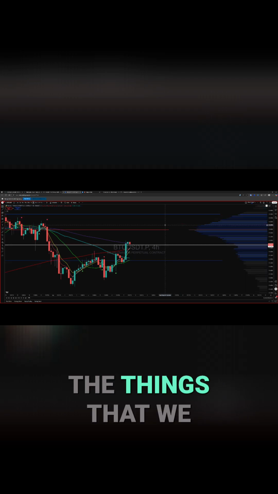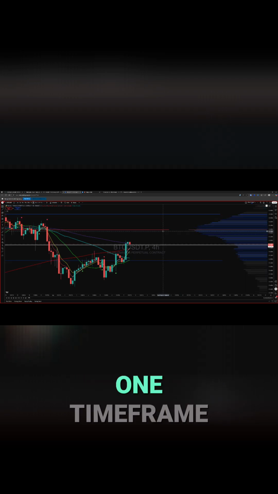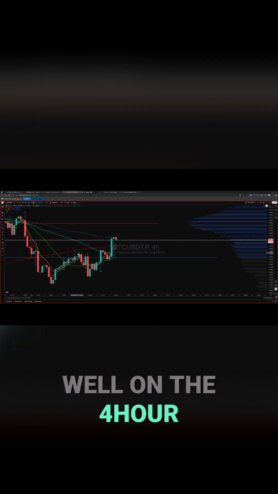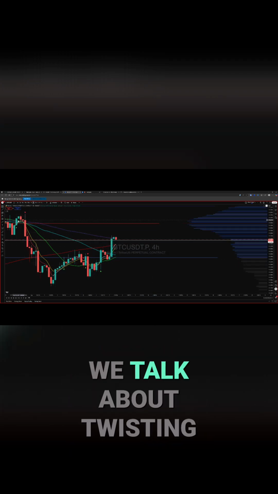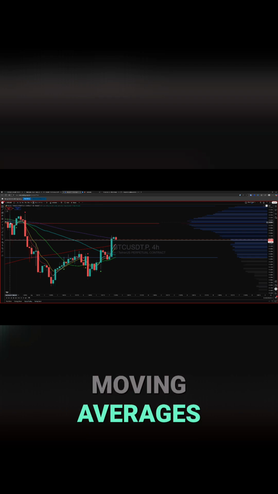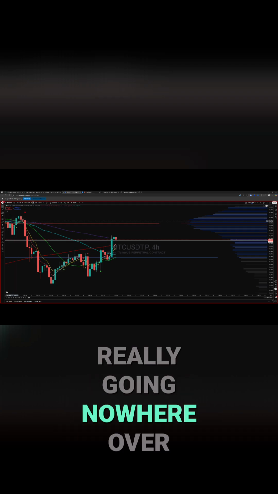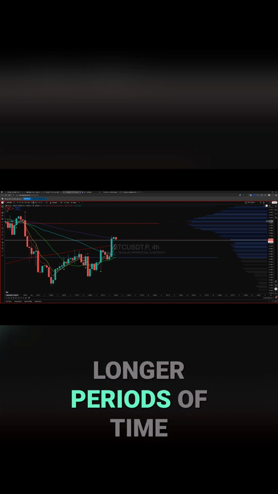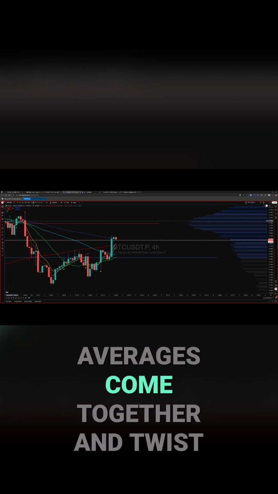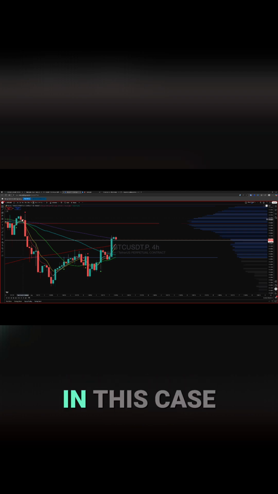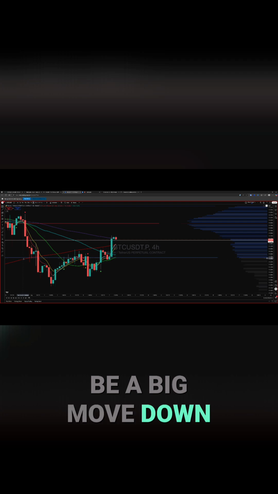And then the things that we learn and apply to one time frame, we're simply going to do here as well on the 4-hour. Here's where you broke everything. We talk about twisting moving averages, which is all that consolidation, right? Because price is really going nowhere over longer periods of time. So all of these averages come together and twist. When they let loose, it's either a big move up or a big move down. Well, in this case, it just happened to be a big move down.